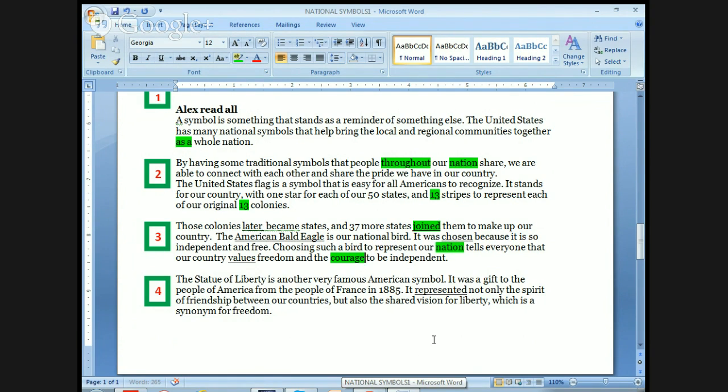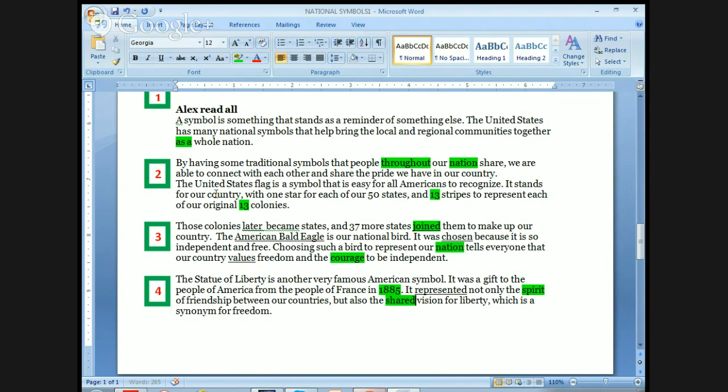The Statue of Liberty is another very famous American symbol. It was a gift to the people of America from the people of France in 1885. It represented not only the spirit of friendship between our countries, but also the shared vision for liberty, which is a synonym of freedom.